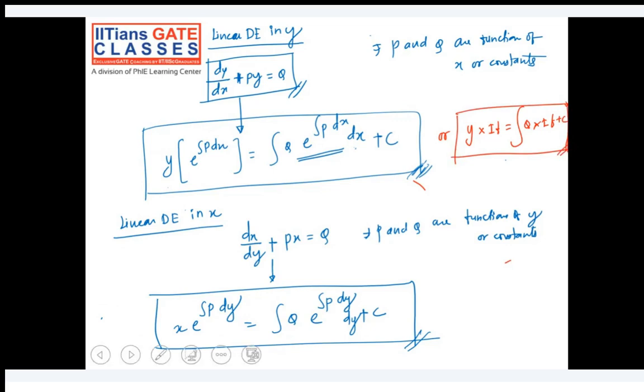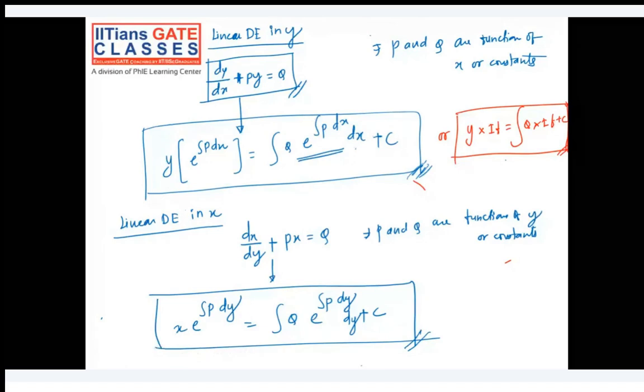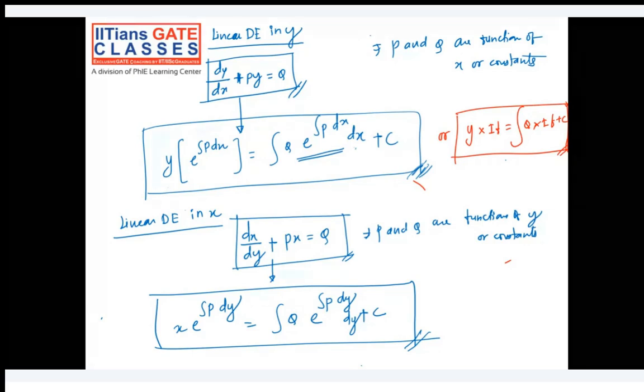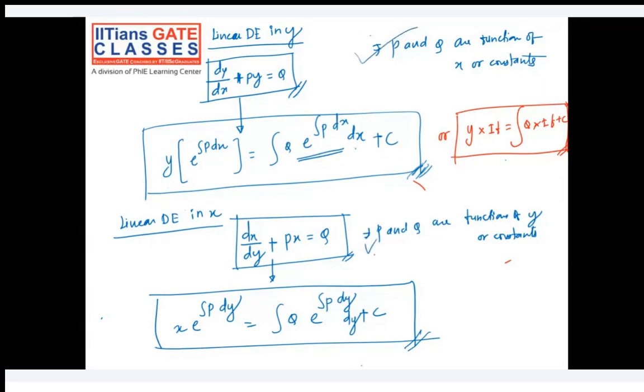So this is the linear differential equation in terms of y, meaning y is dependent and x is independent. The equation can also be in terms of x, where x is the dependent variable and y is the independent variable. So dx by dy plus px equal to q is a linear differential equation in x. And here again p and q are functions of y, or constants. Previously p and q were functions of x or constants, now p and q are functions of y or constants, because here y is the independent variable and x is the dependent variable.